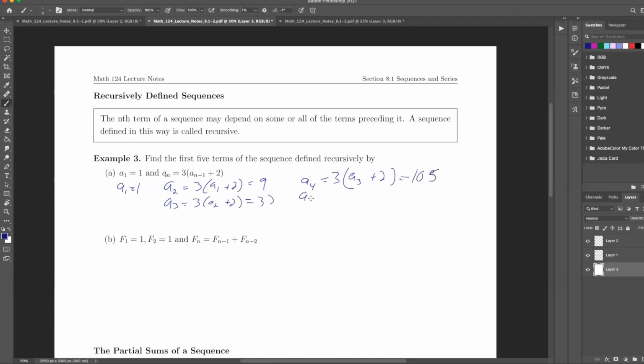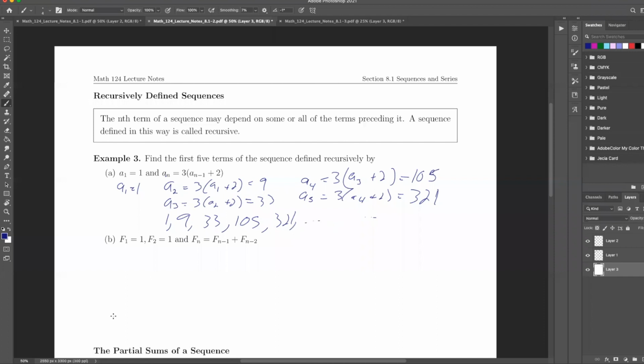Okay, and then we'll just find a5. a5 is equal to 3 times (a4 plus 2). And that is equal to, if I crunch through the numbers, 107. 107 times 3 is 321. So the sequence goes 1, 9, 33, 105, 321, and so forth.